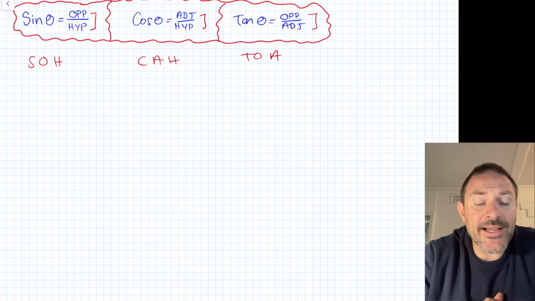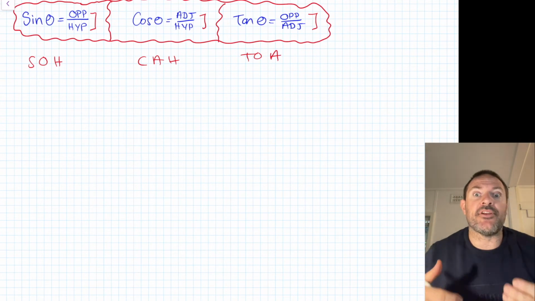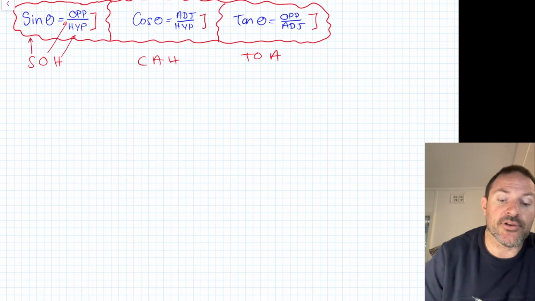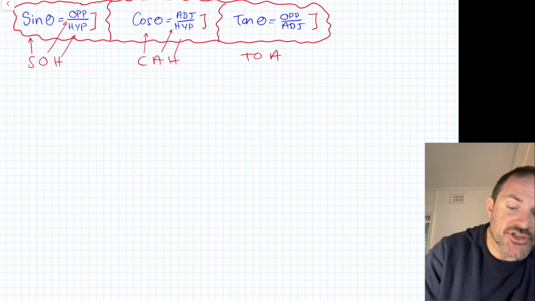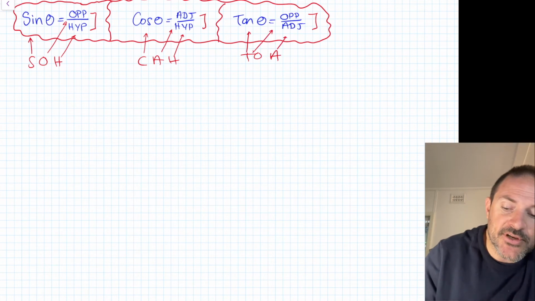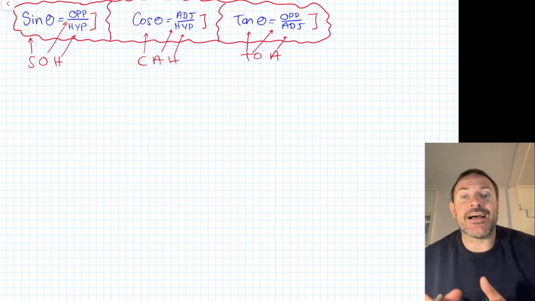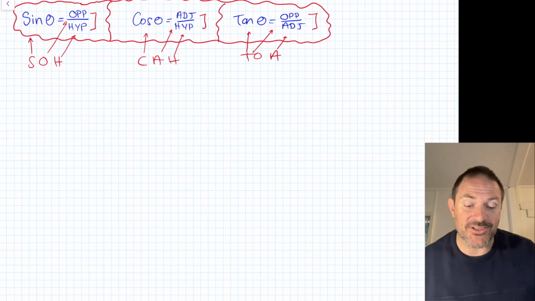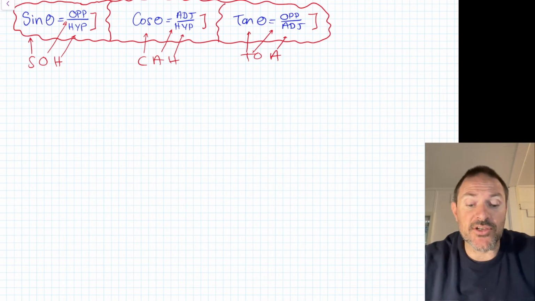Now, SOHCAHTOA is simply a mnemonic to let me remember we have sine is opposite and hypotenuse. Cos is adjacent and hypotenuse. And tan is opposite and adjacent. SOHCAHTOA. Okay, just got to spell it correctly. There's no C and K. It's not a sock. Okay, SOHCAHTOA.